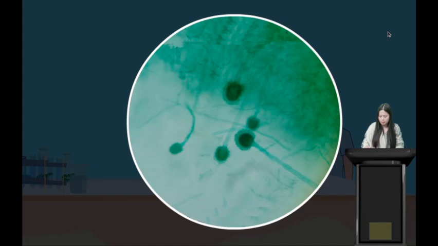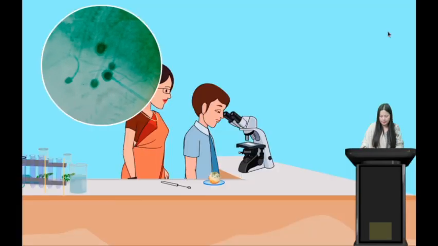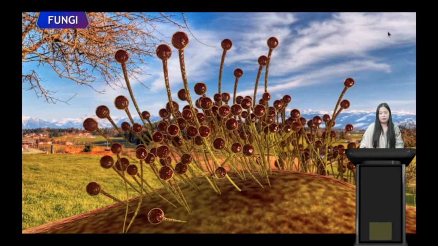So here we see these small structures using a microscope. These are microorganisms, because we cannot see them with our naked eye, but with the help of a microscope we can see them. The next type of microorganism that we will discuss is fungi.